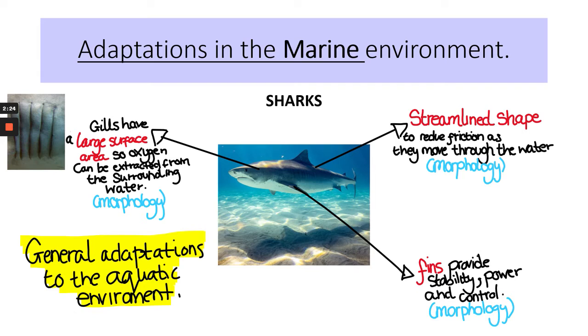We're first going to talk about adaptations in the marine environment, specifically in sharks. So as you can see from the picture, sharks have a streamlined shape. This reduces friction as they move through the water, and this is an example of a morphological adaptation. Their fins provide stability, power, and control. Again, an example of a morphological adaptation. Their gills have a large surface area so oxygen can be extracted from the surrounding water, again being morphological.